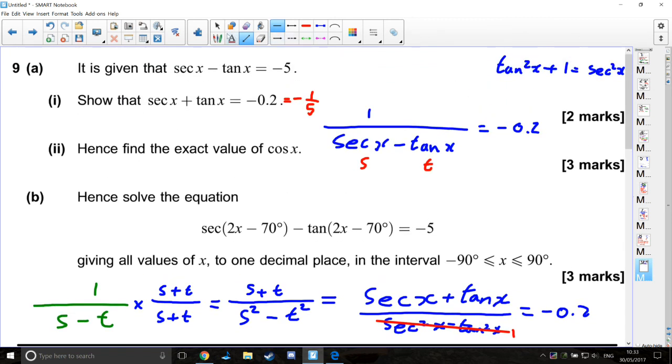The second one is, again, quite strange. I mean, you're told sec x and tan x in two different equations, hence find the exact value of cos x. Well, which equation do you use? Do you use the top one and change it into sines and cosines and try and work your way from there? Do you use the bottom one because that's the new one that they've given you? Is it going to be somehow easier because they've given it to you? It turns out you don't use either one, you use both. And the trick is to add them together.